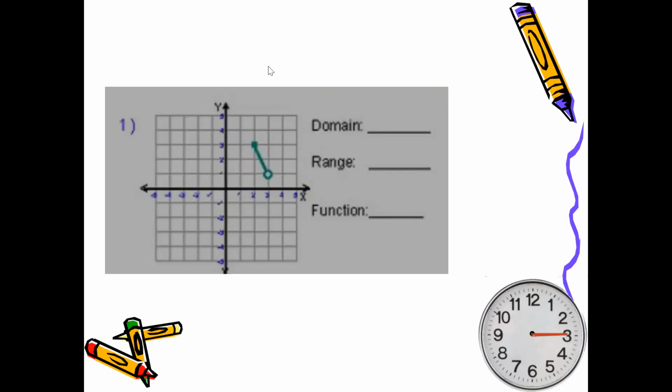All right, so when you're looking at your domain, the domain is how far do you go to the left and how far do you go to the right. Looking at this, you're starting at 2. It is going to be a bracket, and you're going all the way to 3, but it is going to be a parenthesis because it's an open circle. For the range, you're looking at how far up you go, and it looks like you're at 3. Then for the low end of the range, it's at 1. So that is your answer. Is it a function? It is, because the x-values are not repeating.